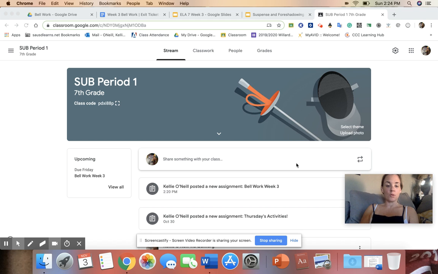To review last week, last week you should have completed reading or finished reading Rikki Tikki Tavi and filling out your annotation guide.